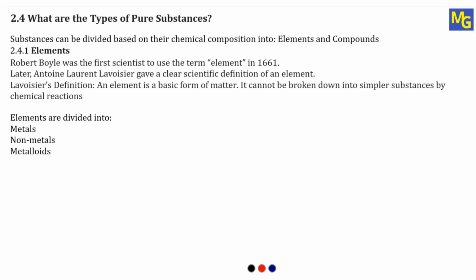Hello students, I am explaining chapter number 2, Is Matter Around Us Pure, for class 9 science. And in this video I am going to explain the topic, what are the types of pure substances. So let's start with the topic.